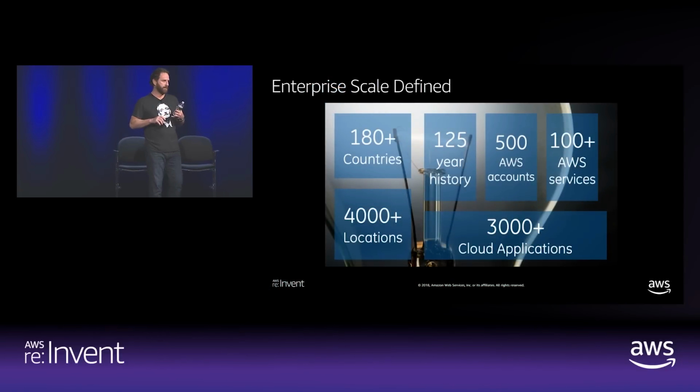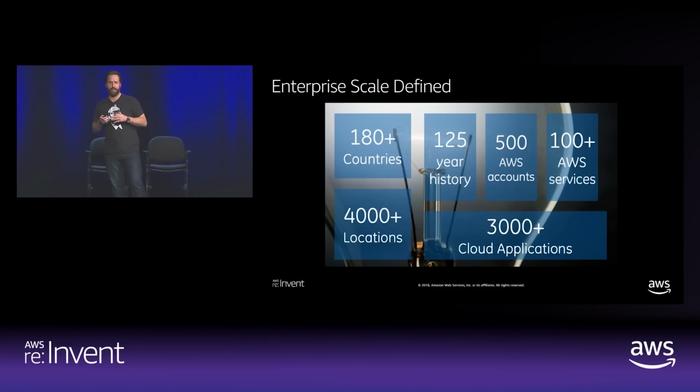We had to define what our experience was like, really understand our enterprise. If you look at GE today, our challenge is pretty vast. We're in 180 different countries. We have over 4,000 locations, and a company that's been around for 125 years, so there are a lot of old processes, a lot of new processes, and a lot of different systems and components that all need to be integrated. Where we're at today is that we have about 500 different AWS accounts. We use almost every service in the catalog, and to date, we've migrated or deployed 3,000 applications in AWS.